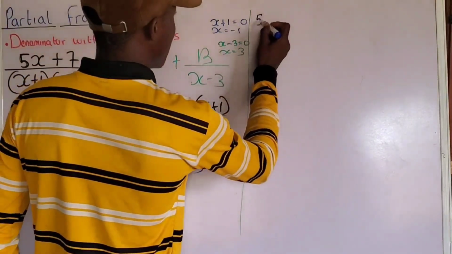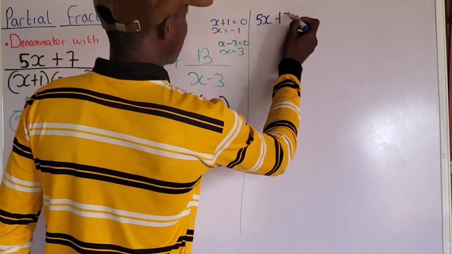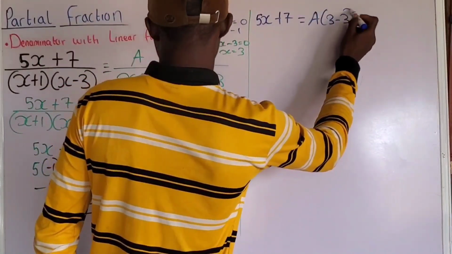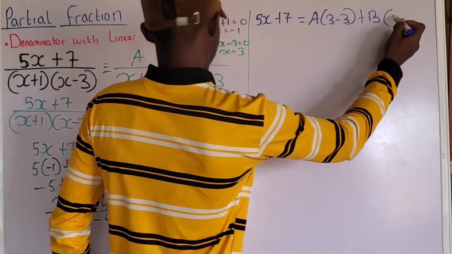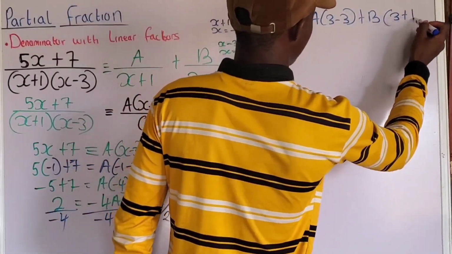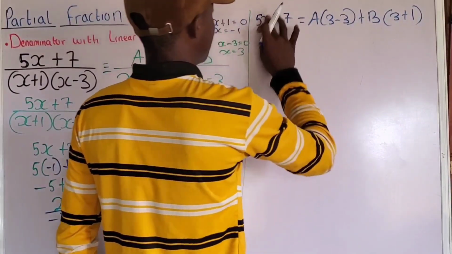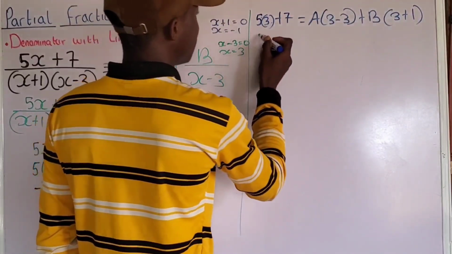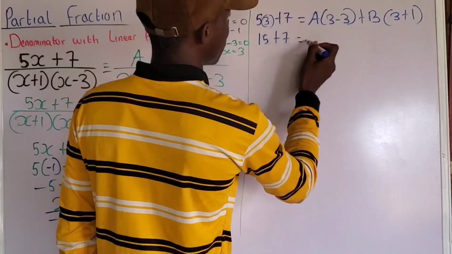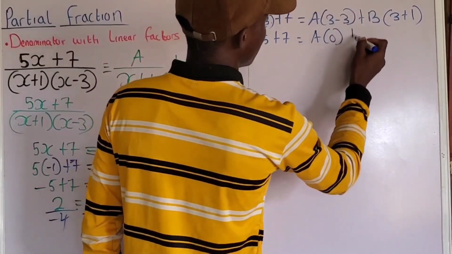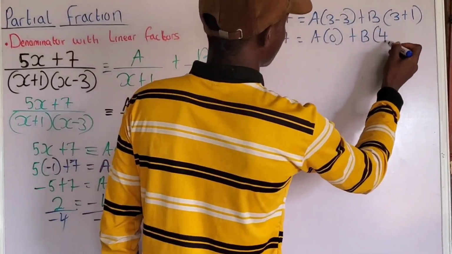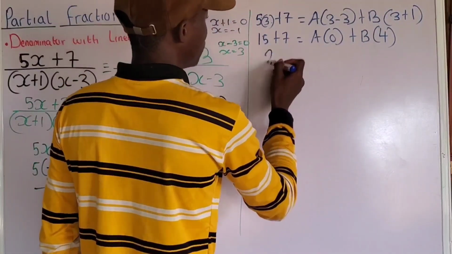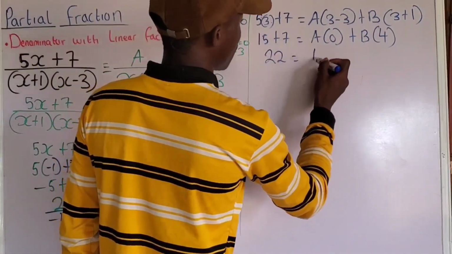For this, I'm going to have 5x plus 7 is equivalent to a multiplied by 3 minus 3, plus b multiplied by 3 plus 1, right? Oh, sorry. Let's replace the value of x as 3. Don't forget. Okay, so 5 times 3 is 15. 15 plus 7 is equal to a multiplied by 0, okay? Plus b multiplied by 3 plus 1, that is 4, right? Now, 15 plus 7 is what? 22, right? I'm going to have 22 is equal to 4b, right?